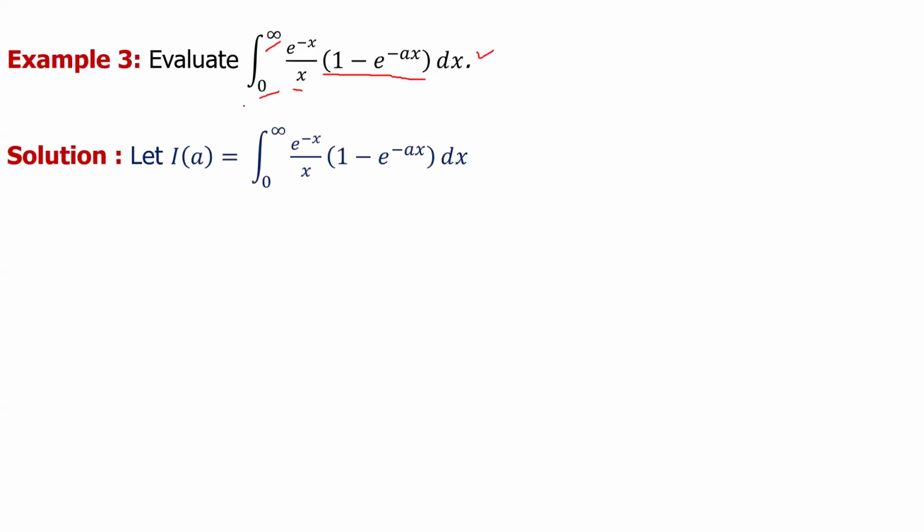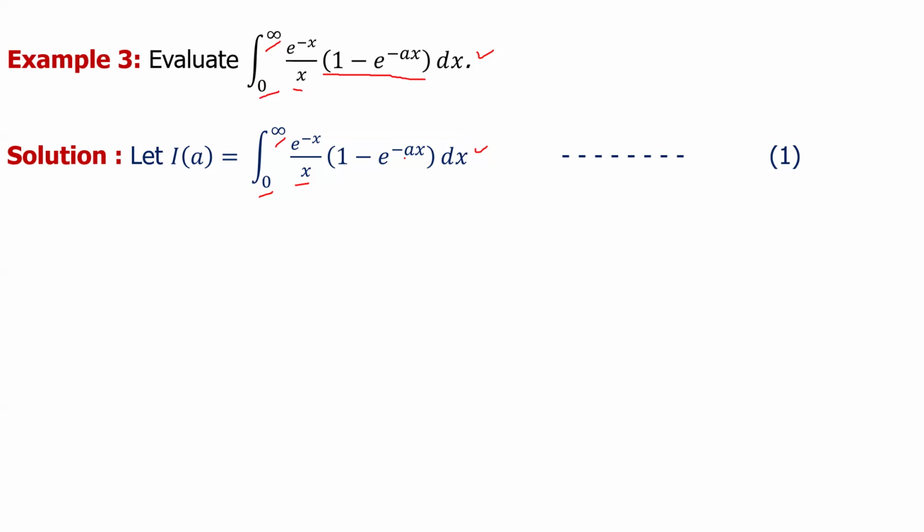Let I(a) be equal to the integral of e^(-x)(1 - e^(-ax))/x under the limit 0 to infinity with respect to x. Now, if we want to simply integrate this integral, it is impossible using usual integration. So if you want to evaluate this integral, we use the differentiation under integral sign.